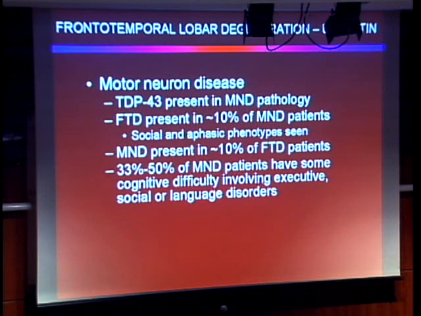About 33 to 50% of patients with motor neuron disease will have some relatively minor cognitive difficulty involving either the planning and organizing, social judgments kind of things, or the language deficit. So even though there may not be a full FTD syndrome, there will be some attenuated version of that in a large proportion of folks who have motor neuron disease. And now we're starting to get a good handle on that because we've identified TDP-43.